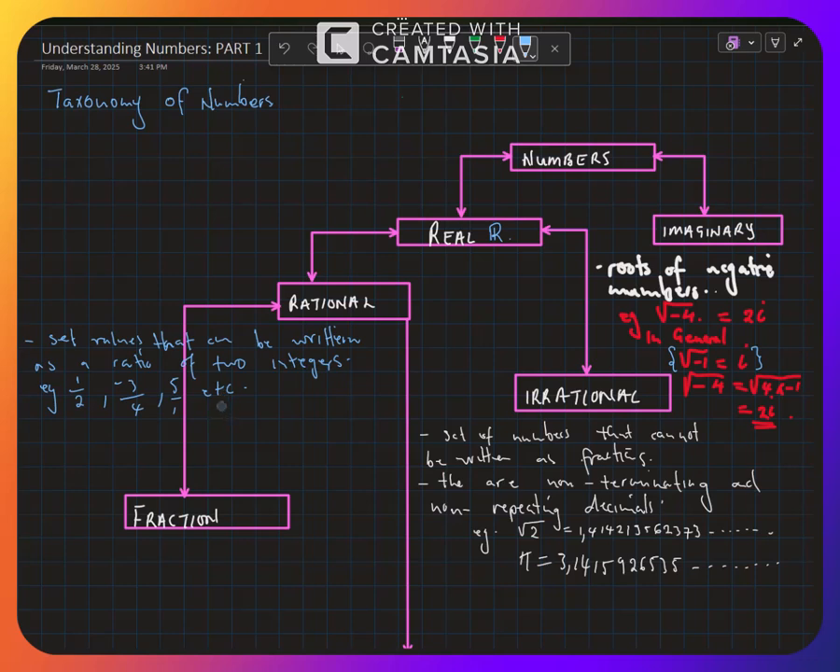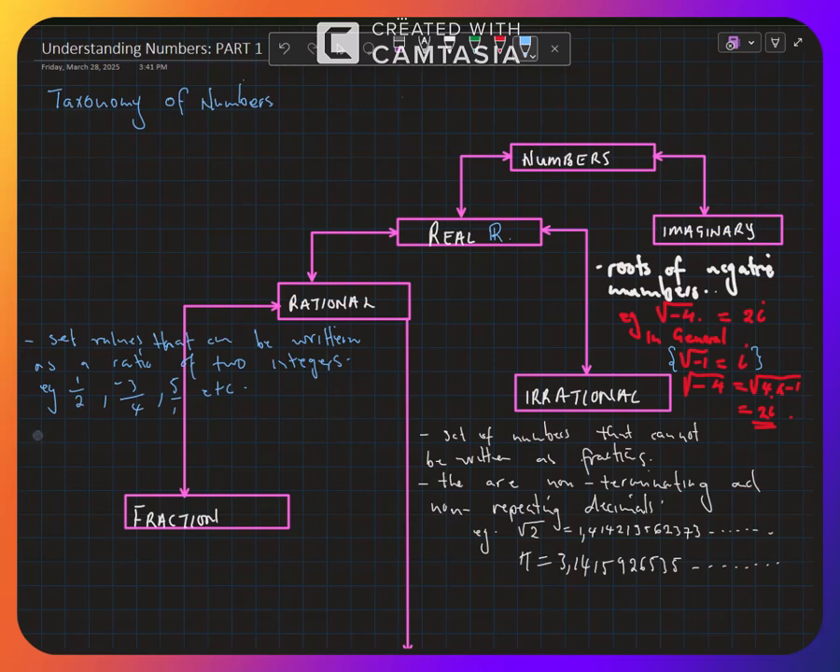In rational numbers, there are also some values that are non-terminating. The difference is that irrational numbers are non-terminating and non-repeating decimals. But when it comes to rational numbers, they are non-terminating, but they are repeating decimals.